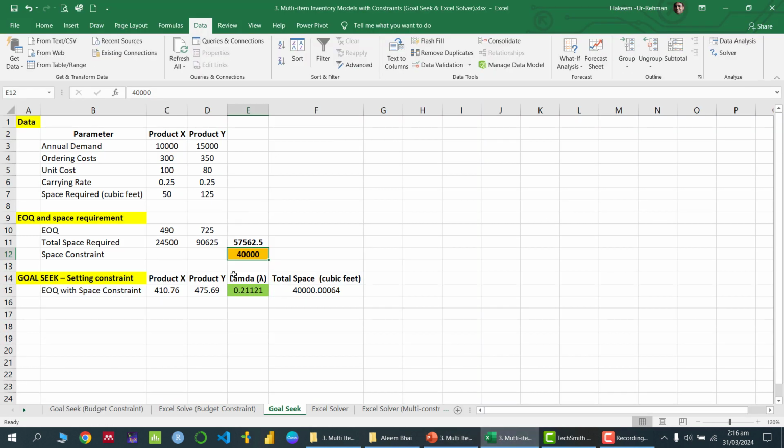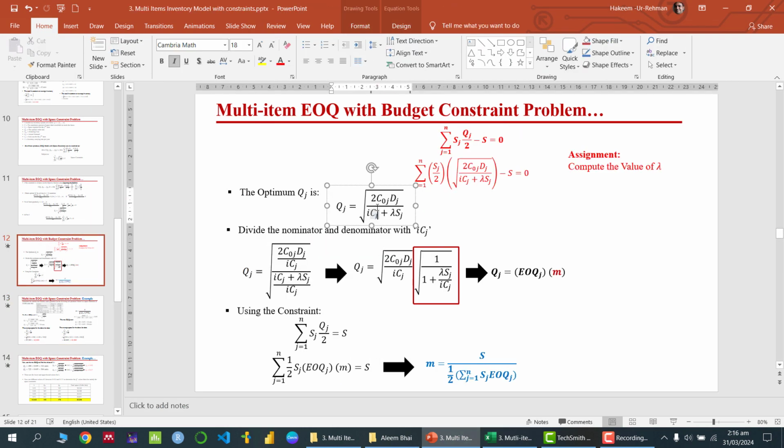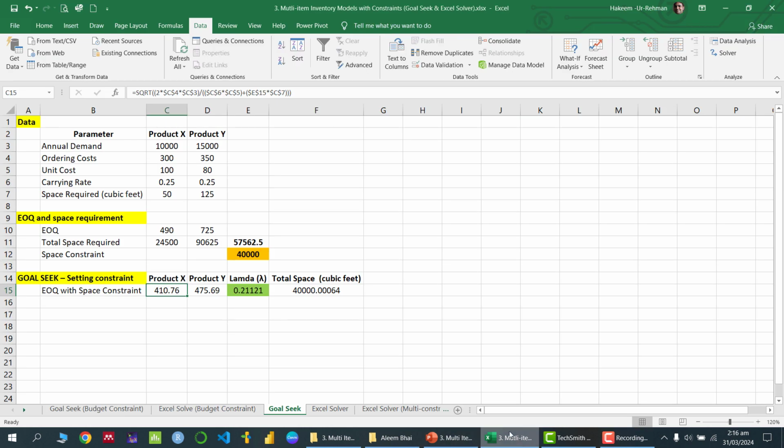So that means we are going to find the EOQ with the space constraint, and for that we have the formula of Qj, which is equal to this one. So we are going to apply this particular formula. But again, the problem is what would be the value of lambda, and we are going to find this lambda with the help of the goal seek approach. So first of all, we have applied this formula. Let me remove this one.